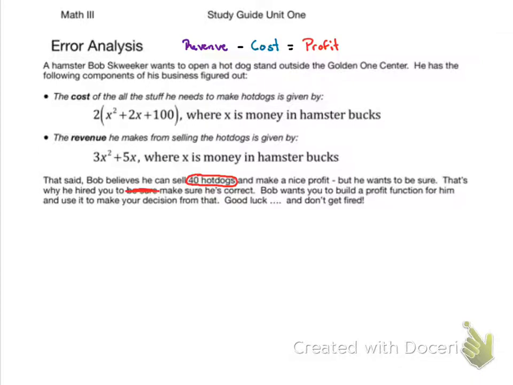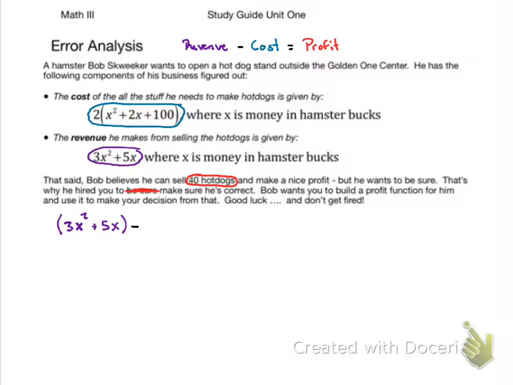So let's first figure out what our profit function will be. So let's take our revenue. Here's our revenue. 3x squared plus 5x. I'll put this in parentheses. And we need to subtract away the cost, and the cost is here.